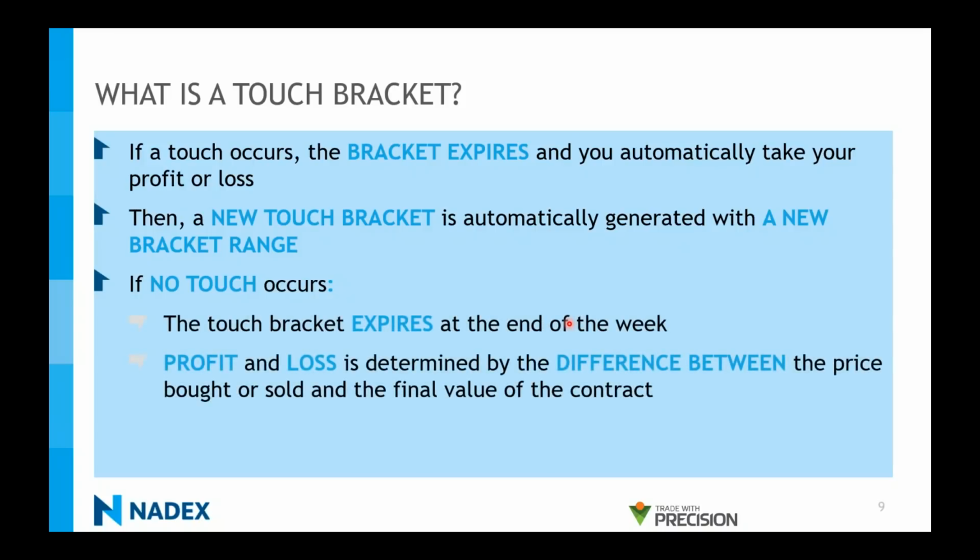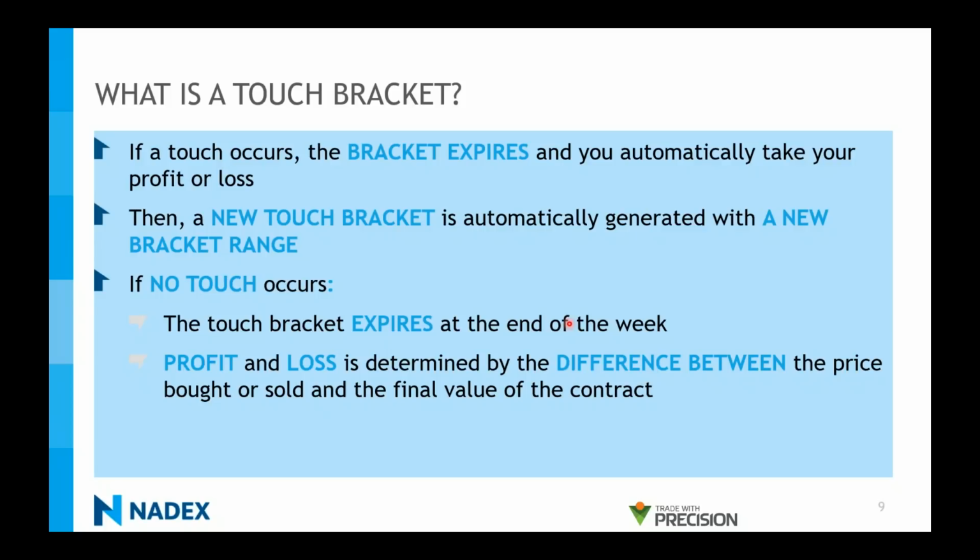And you automatically take your profit or loss. Then a new touch bracket is automatically generated with a new bracket range. So within the life cycle of that touch bracket, if price stays all the time between the floor and the ceiling, it just tracks the underlying market within that range, pretty much very close to 1-to-1, and then finally settles, and your profit and loss is pretty much the difference where you opened and where the market is closing at that point in time.